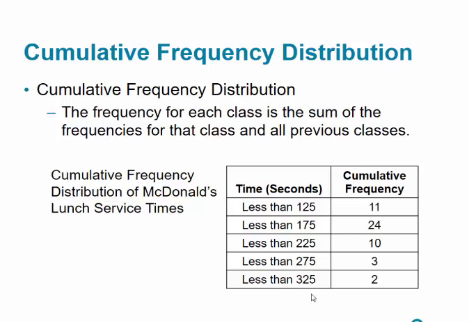So the next thing we're going to talk about is cumulative frequency distribution. The cumulative frequency for each class is simply the sum of the frequencies for the class and all the previous classes. So when we do the cumulative frequency distribution for this particular example, we're looking for all of the data values that are less than 125. And then we get the data values that are less than 175, 225, 275, and 325.